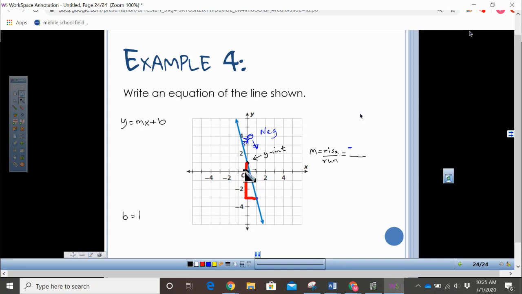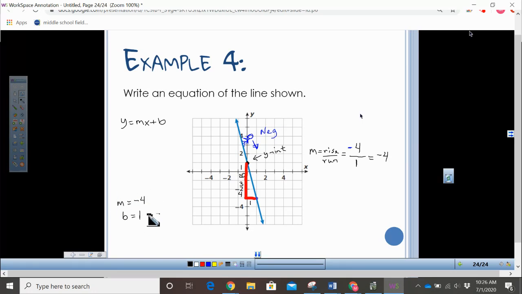Once again, pay attention to the scale. I'm still counting by ones, so each one of my boxes will be a 1. So my rise, 1, 2, 3, 4. And my run would just be 1. Remember, we want to simplify the fractions whenever we can. So -4 over 1 is just going to equal -4. So that means that my slope equals -4.